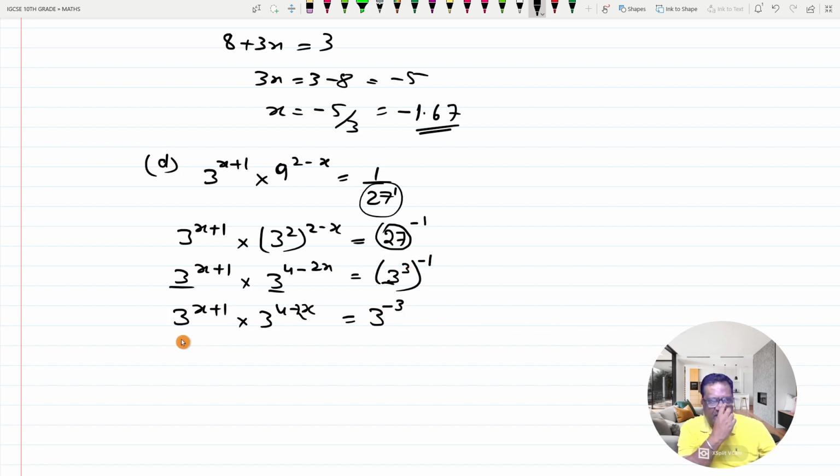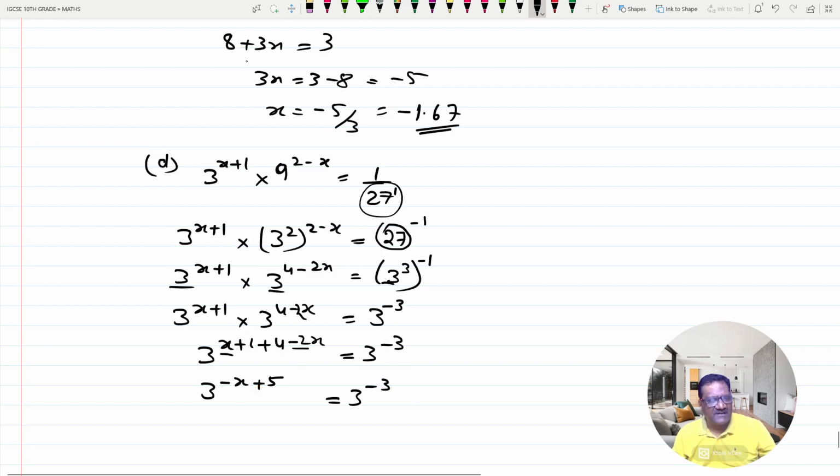Now on the left hand side I can use the first rule and write this as 3 raised to x plus 1 plus 4 minus 2x, equal to 3 raised to minus 3. This can be written as x and minus 2x. So it will be minus x, and 4 plus 1 will make it 5. So minus x plus 5 equal to 3 raised to minus 3.